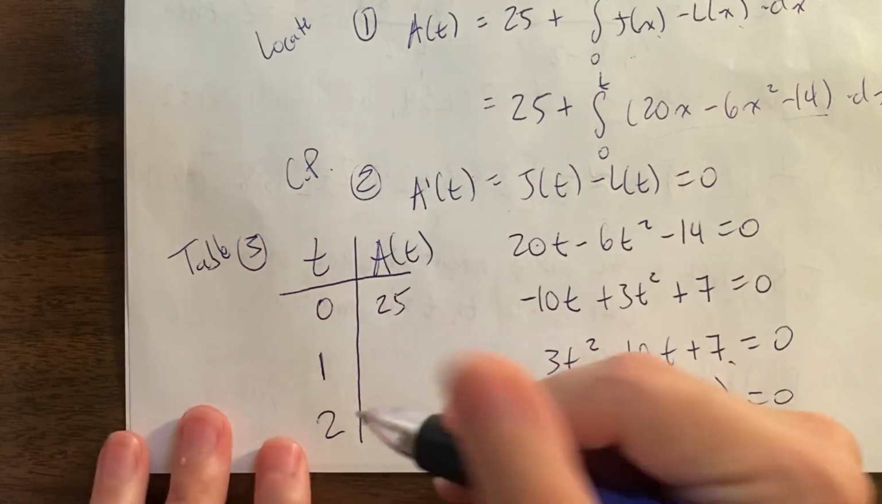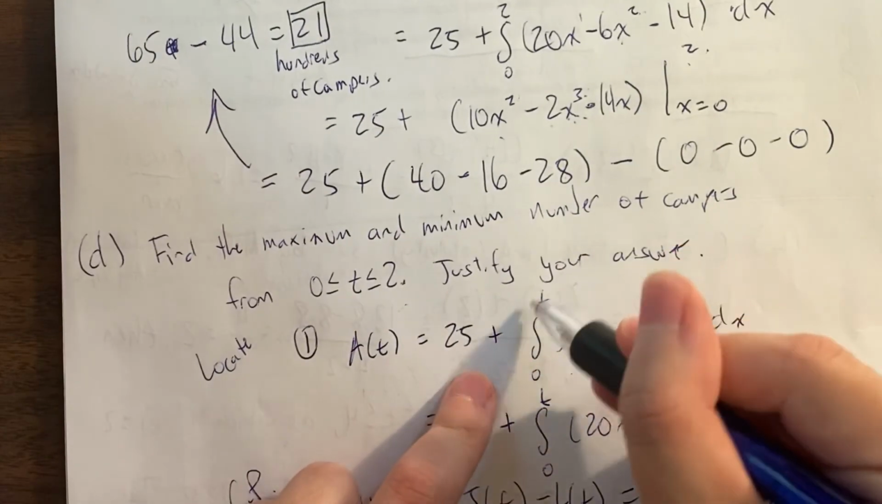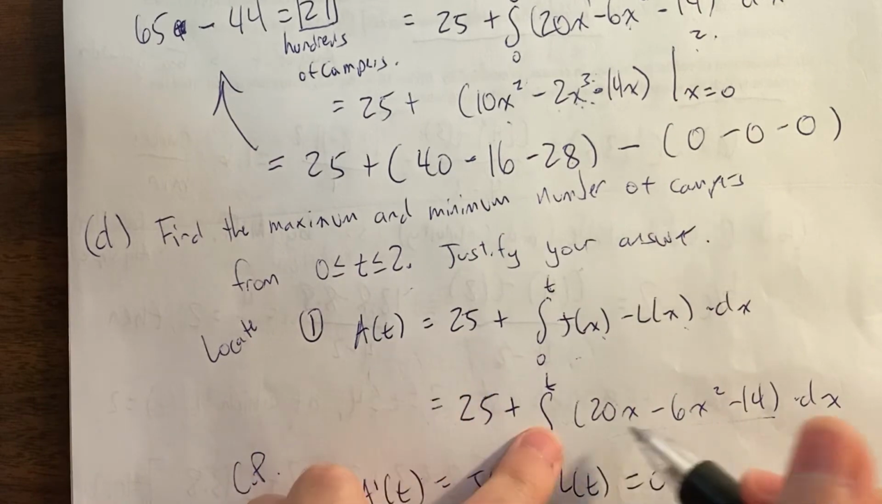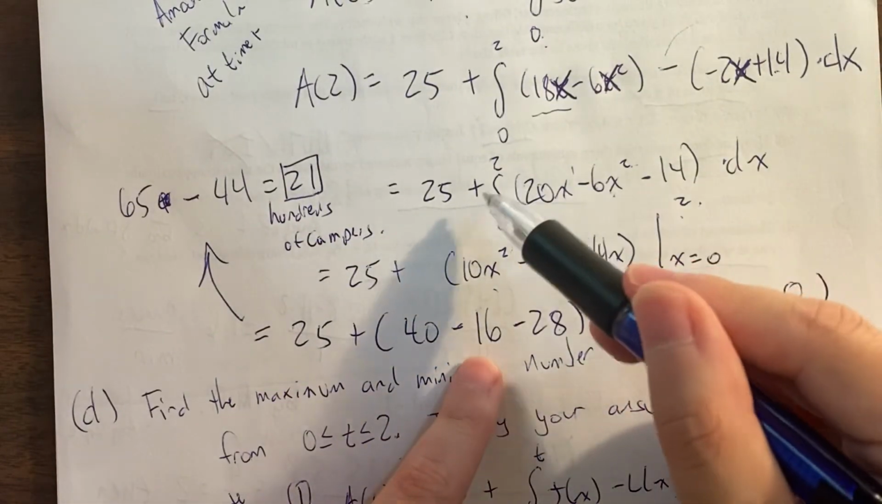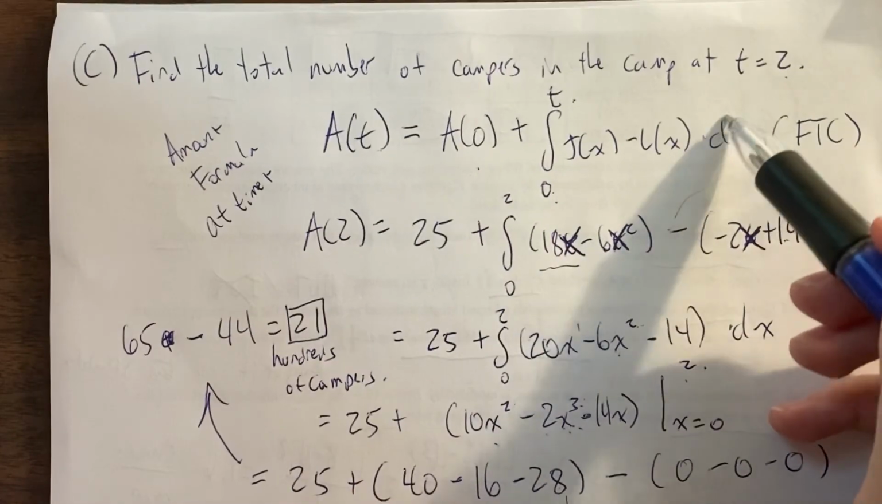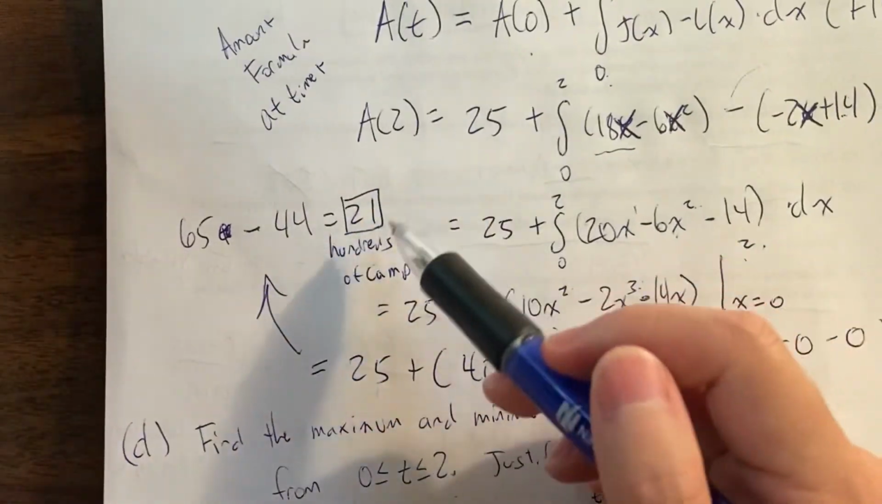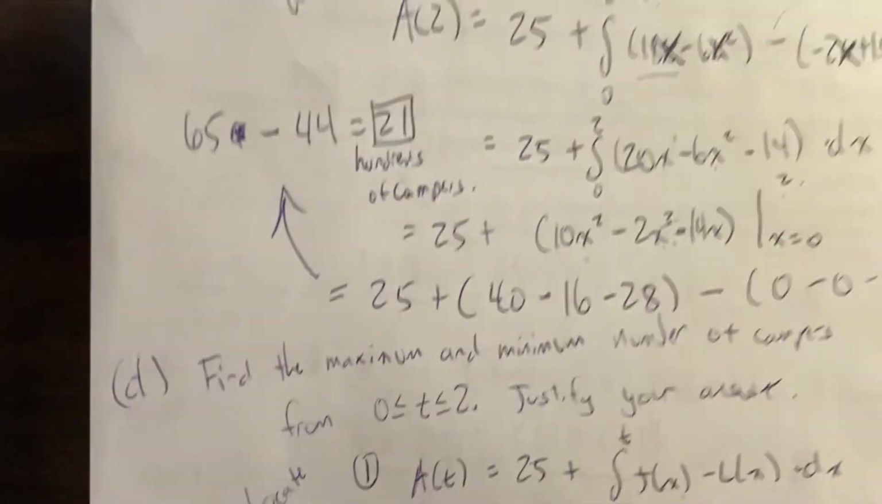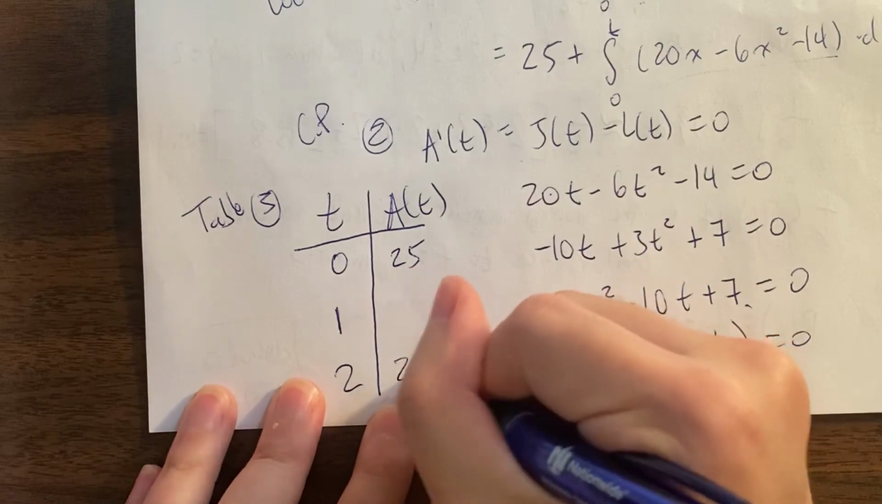Now let's plug in 2 actually. So when we plug in 2, we're only plugging it into the top. So we have to do this integral, unfortunately, but we actually already did that. When we plugged in 2 here, we found the amount at 2 already. So we're just going to use this past answer. Hopefully we were right. It was 21.